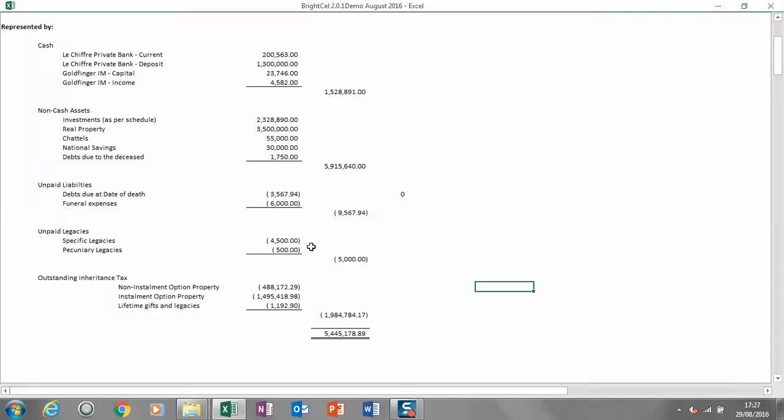specific legacies, pecuniary legacies. And then we've got the outstanding inheritance tax, non-instalment option, instalment option, and on the lifetime gifts and legacies. So those are some useful interim reports.